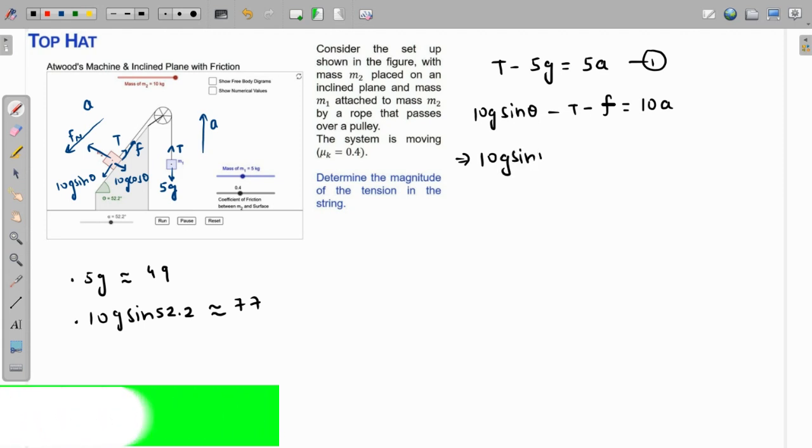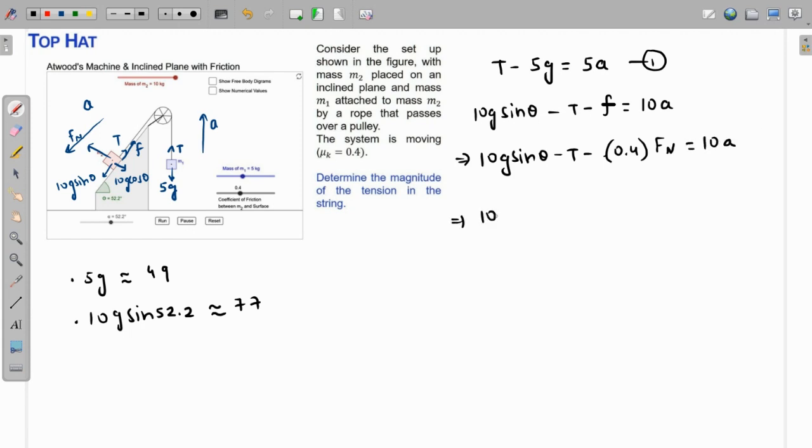The friction is nothing but mu k times the normal reaction, right? mu k is already known to us as 0.4, times the normal reaction F sub n, and that is equal to 10a. So this comes out as 10g sine of 52.2 minus T minus 0.4 times the normal reaction, which will be the same as 10g cosine of theta. So that's 10g cosine of 52.2, and that is equal to 10a. Let's call it equation number 2.